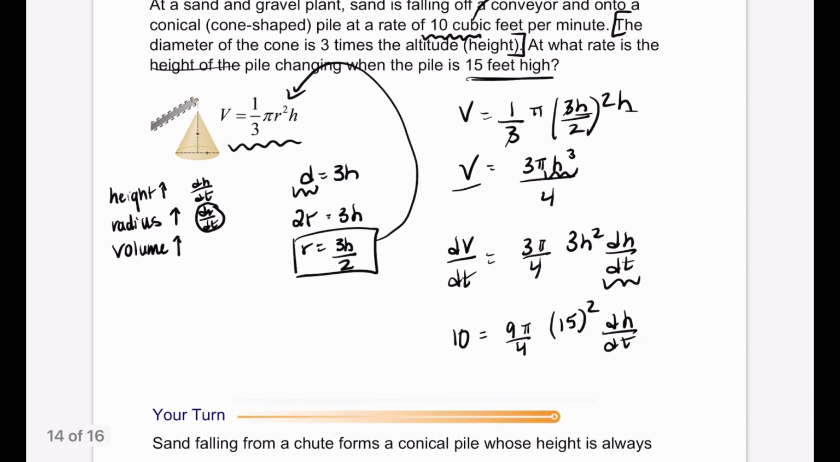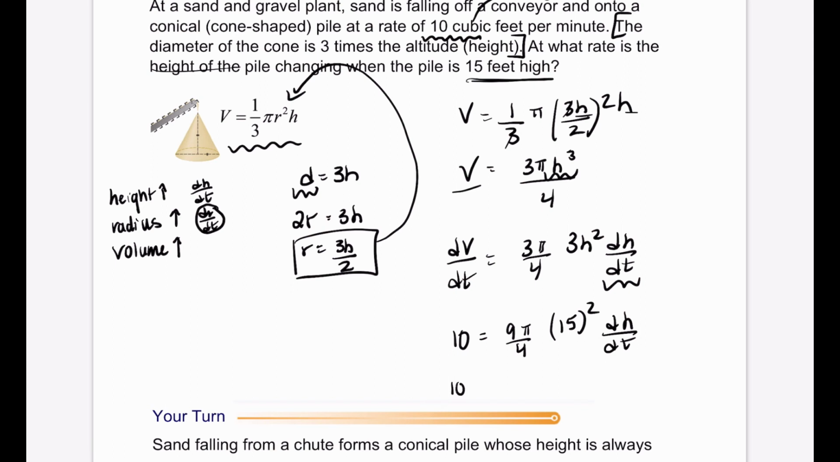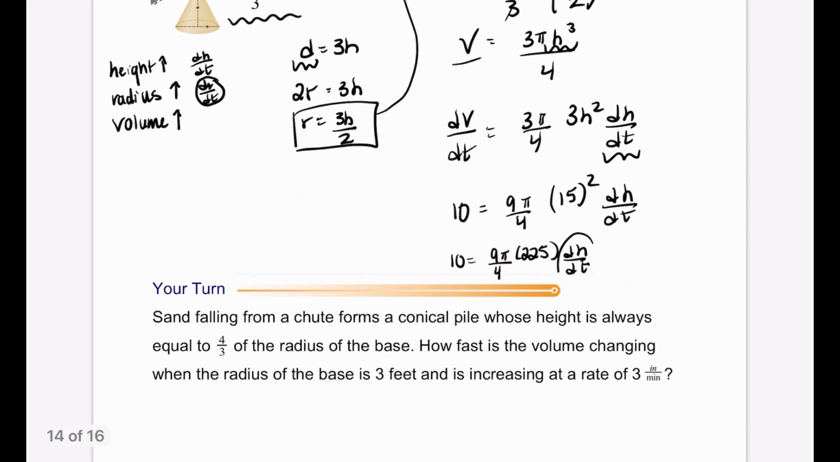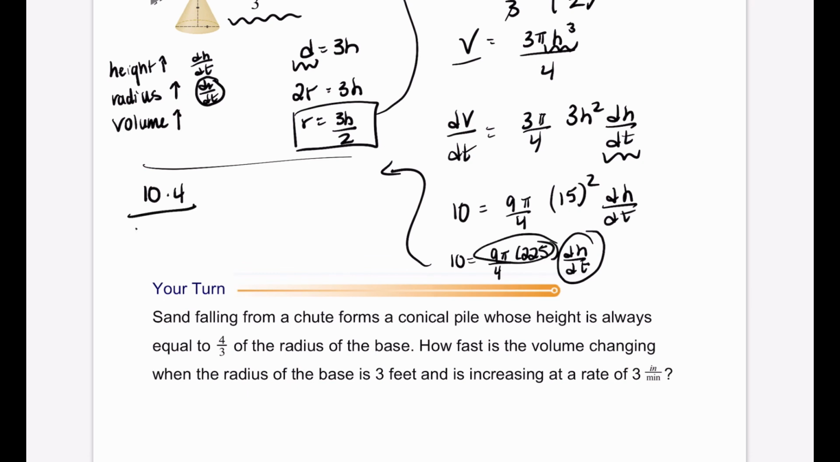So now I'm running out of room a bit. I have 10 equals 9 pi over 4 times 225 dh over dt. And I want to get this dh over dt by itself. Sorry, I'm going to move over here really quickly. So in order to do that, I need to move everything to the other side. So right now I'm going to have 10 times 4. And then what's on top is going to go on bottom. So 9 pi times 225 equals dh over dt.